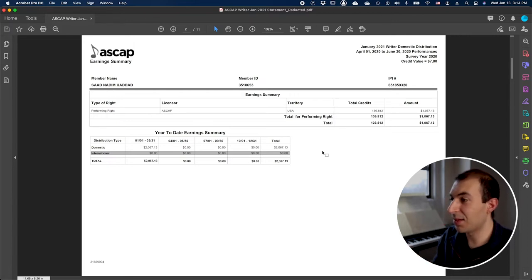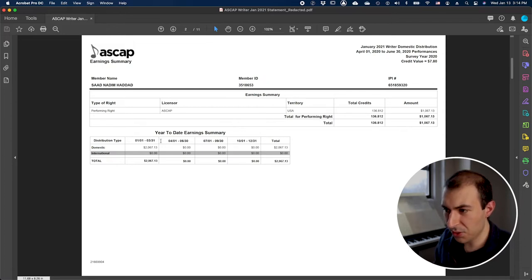Total credit means the credits that are assigned to each one of your pieces. And this is the total number of credits that ASCAP assigns. The amount is how much these credits amounted to at the end of their calculations. The way that ASCAP does this is very strange because the credits for some of my pieces fluctuate from year to year. So it's good to keep track of this credit number for each of your pieces as we go along.